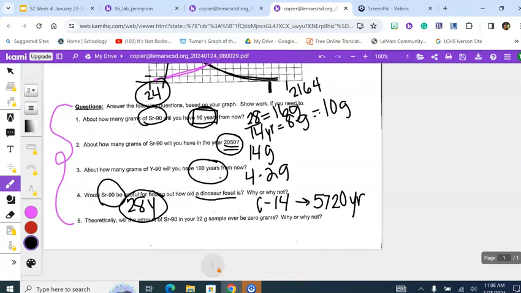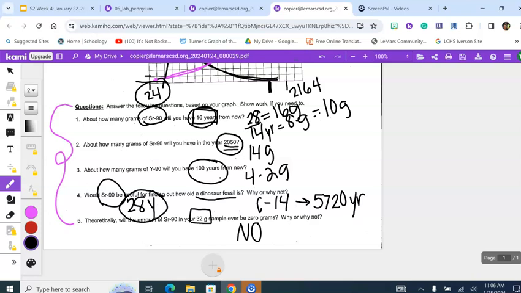Okay. And then theoretically, again, you're just making a prediction, you're just making an estimation. Would your 32-gram sample ever be 0 grams? No, it wouldn't. Why? Yeah, it would just get infinitely smaller. You just keep dividing and dividing. It would just get infinitely smaller.